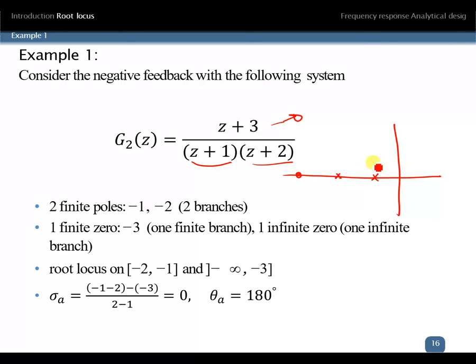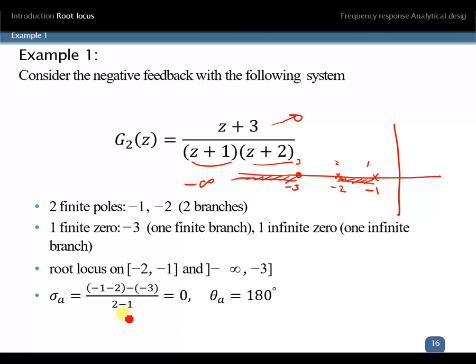On the root locus area we put the names 1, 2, 3. If you remember, this is minus 1, this is minus 2, this is minus 3, and I put the numbers 1, 2, 3. If it is an odd number, starting from here, it will be on the root locus. If I reach an even number, it will not be on the locus. If I reach an odd number, it will be on the root locus. That's why I said from minus infinity until minus 3, and minus 2 to minus 1 will be on the root locus.